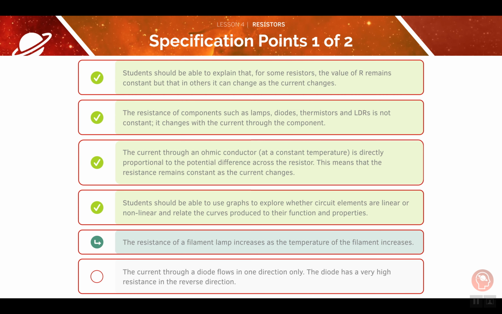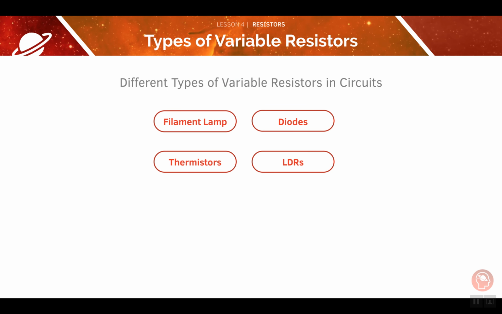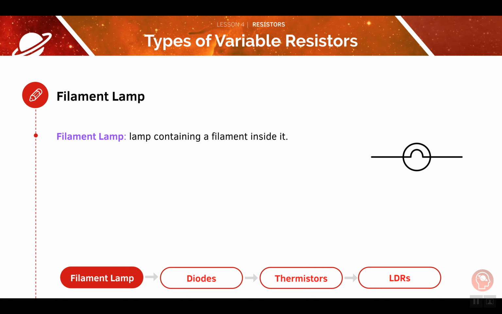Now, we will look at the resistance of filament lamps. There are 4 types of variable resistors in circuits: a filament lamp, a diode, thermistors, and LDRs. A filament lamp has a filament inside it. It's represented by this symbol here.